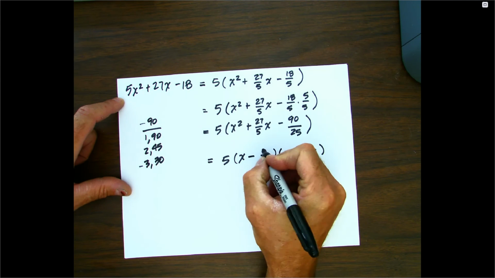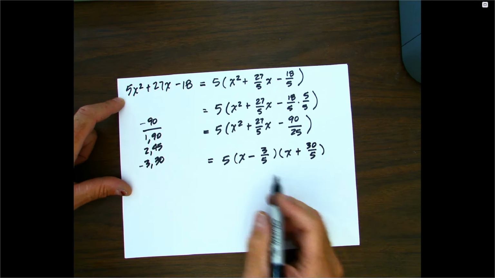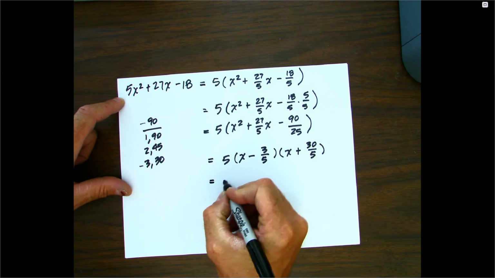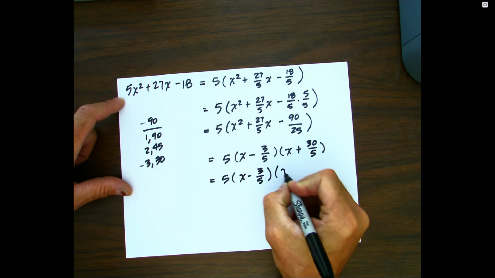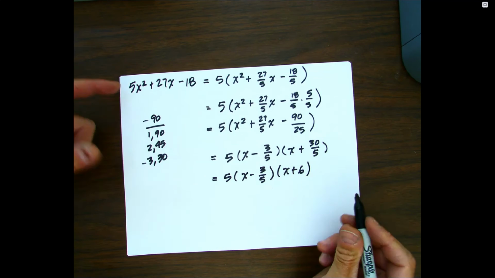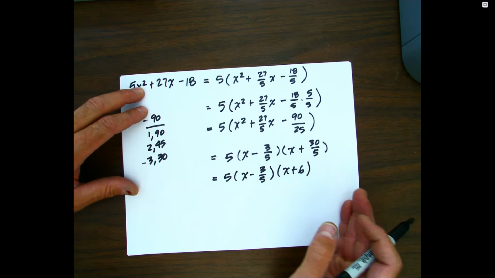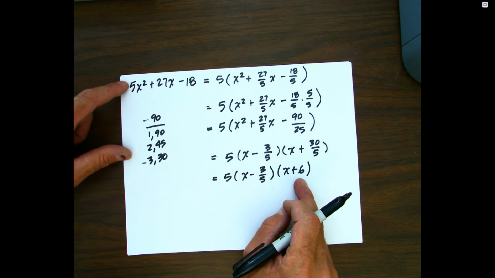Now we could rewrite this fraction in lower terms if we want to. 5 times x minus 3 fifths times x plus 6. And this is where we could certainly leave it. It's certainly in factored form. Moreover, it's in the x-intercept form. We know these are the two intercepts or the zeros of the polynomial if we were to graph this as a function of y. So really, this is the most useful form of the polynomial in terms of interpreting its graph.